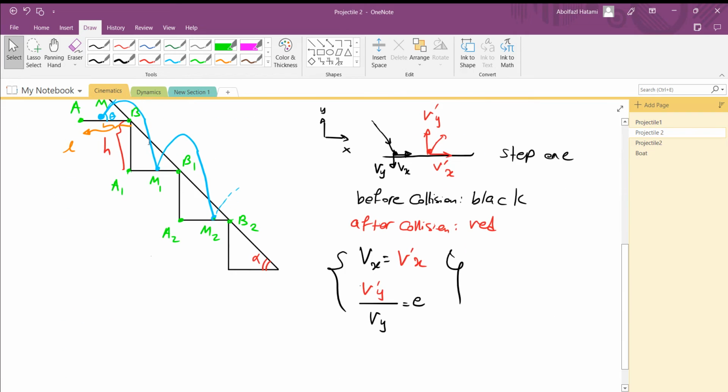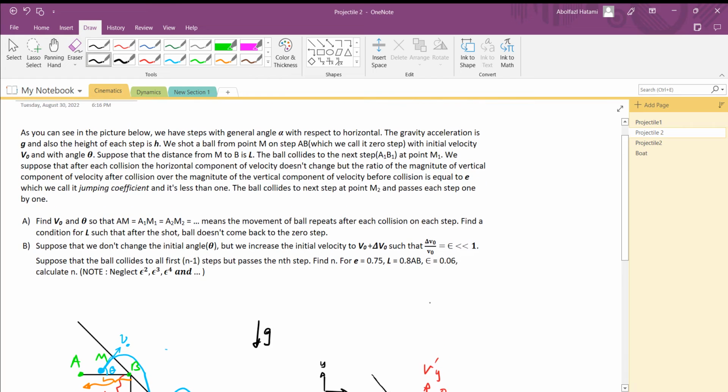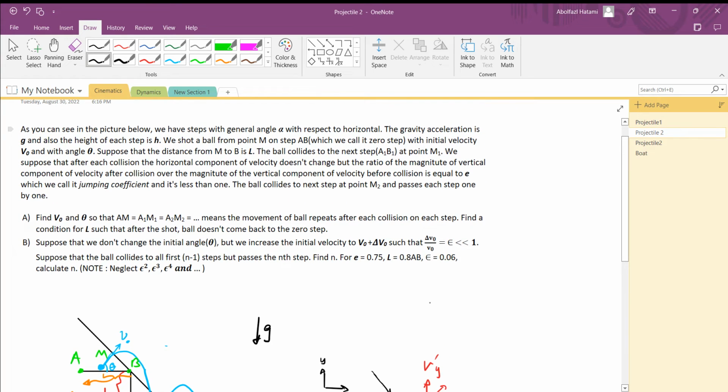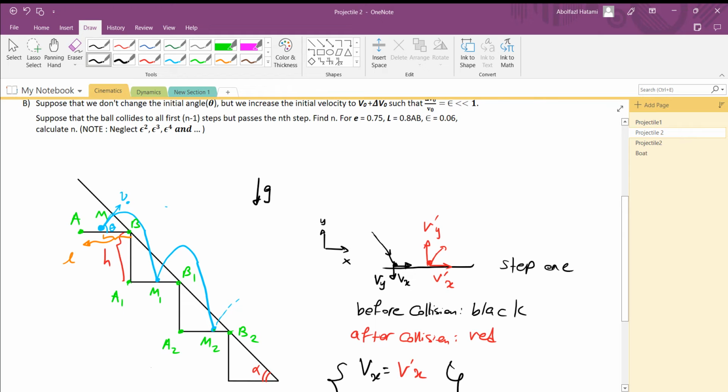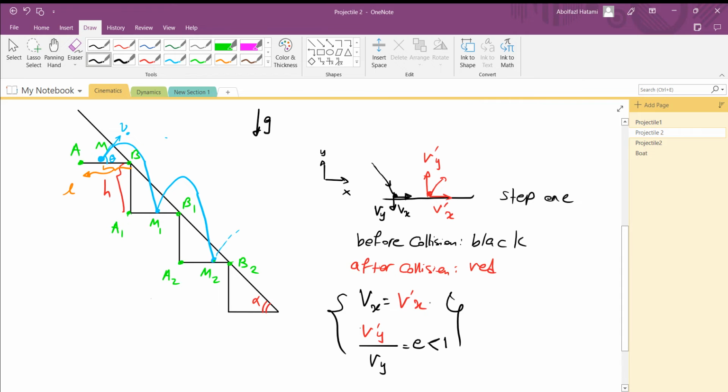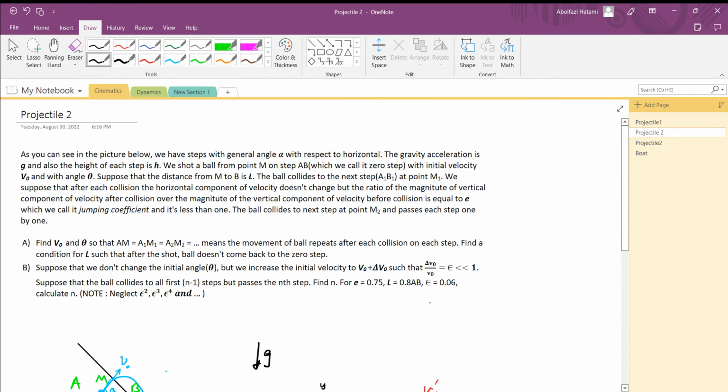We say that E is less than 1, which means that the magnitude of velocity decreases after collision. So we call it the jumping coefficient, and it's less than 1. The ball collides with the next step at point M2 and passes each step one by one. It collides with step 2 at point M2, with step 3 at M3, and so on, up to, for example, the nth step.